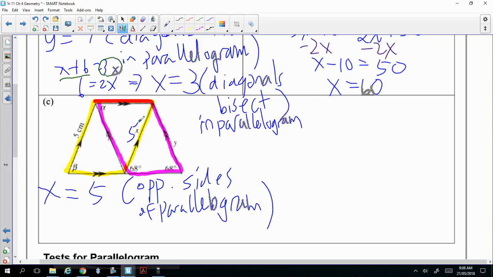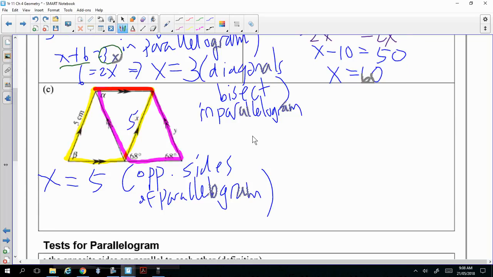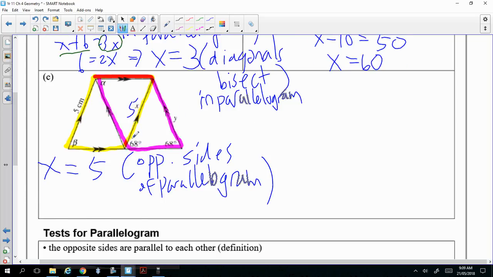Y won't be opposite sides because I don't know this side, but we know there's an isosceles triangle, isn't it? So we say y is equal to 5 because the base angles are equal. If they're both 68, therefore y equals 5. Sides of isosceles.